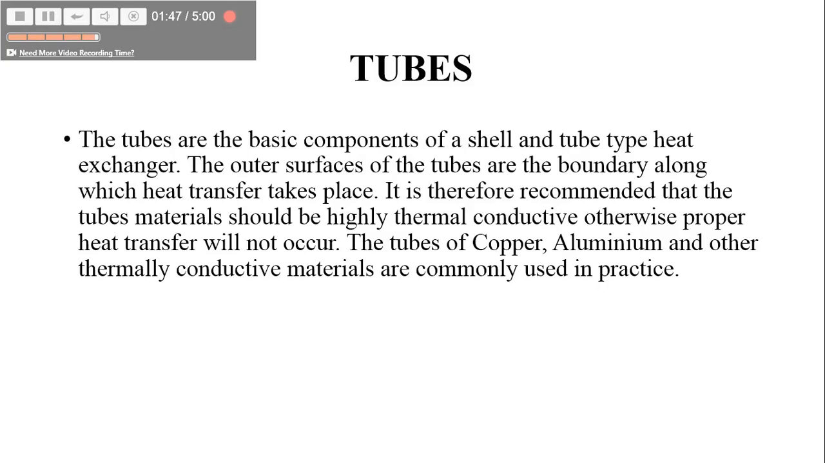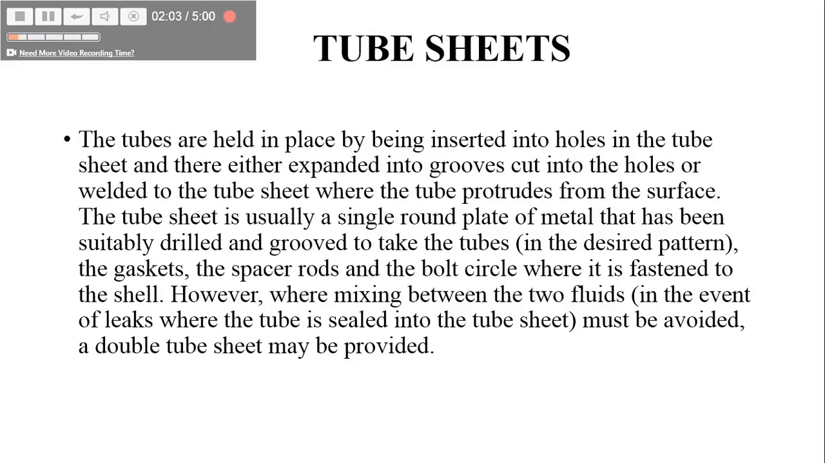Tubes are the basic component of the heat exchanger, and the outer surface of the tubes is the boundary along which heat transfer takes place. Therefore, highly conductive materials like copper and aluminium are used for production of tubes. Tube sheets are used to hold the tubes in place. The tubes are welded or grooved into the tube sheets.